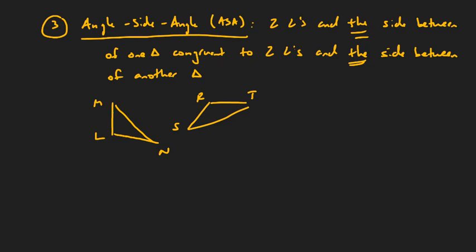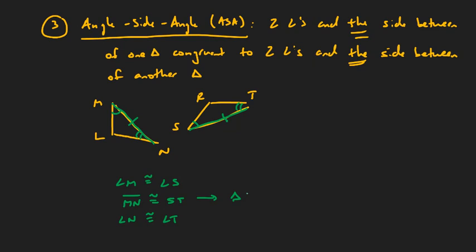Okay, so if I take a look at these two triangles, I want to use angle, side, angle. So let's say that angle M and angle S are congruent. Let's say that angle N and angle T are congruent. Then the side in between is the one that connects the two congruent angles. So if I trace M to N, that's going to be the congruent side. If I trace S to T, that's going to be the congruent side.